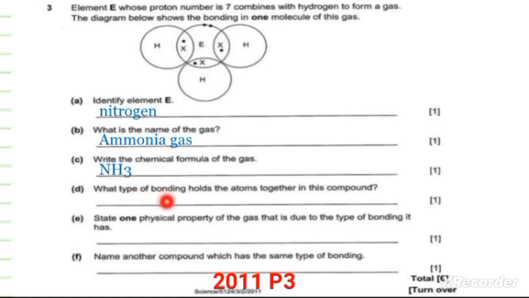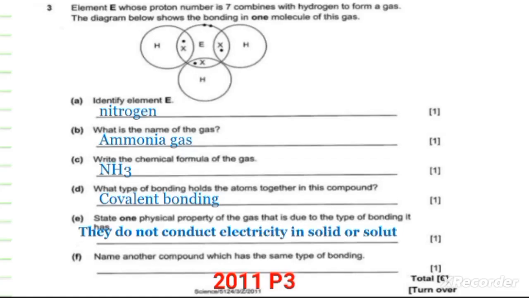Question D, what type of bonding holds the atoms together in this compound? The type of bonding is covalent bonding. Question E, state one physical property of the gas that is due to the type of bonding it has. This is a covalent compound, and we said covalent compounds do not conduct electricity because they are made up of molecules.